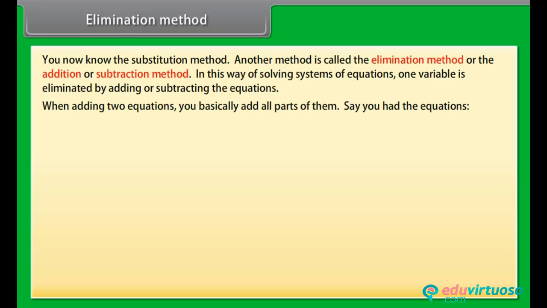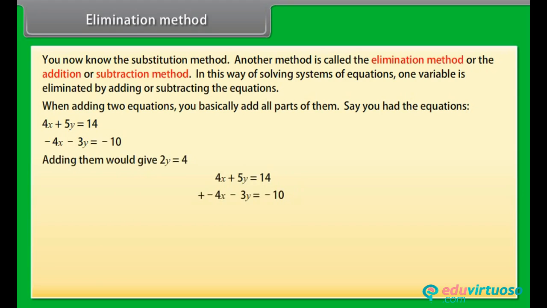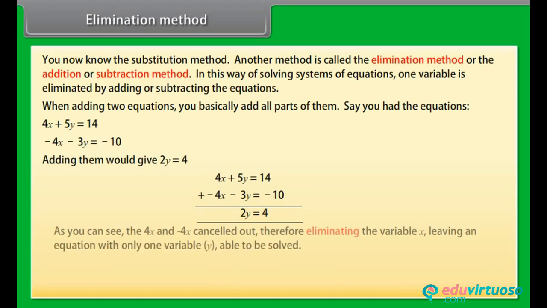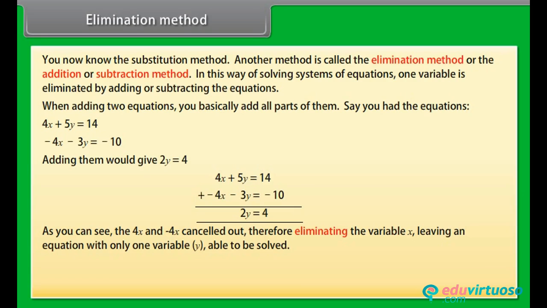When adding two equations, you basically add all parts of them. Say you had the equations 4x plus 5y is equal to 14. Minus 4x minus 3y is equal to minus 10. Adding them would give 2y as 4. As you can see, the 4x and minus 4x cancelled out, therefore eliminating the variable x, leaving an equation with only one variable y able to be solved. 2y is equal to 4. Y is equal to 2.